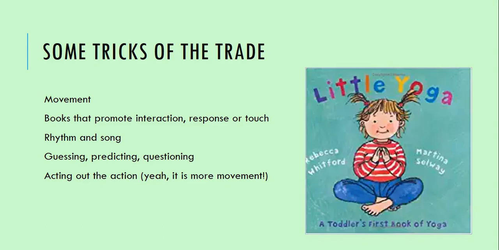You want to include movement. You want to find some books that promote interaction or response or touch, or have kids come up to the front and pull things or poke things. Rhythm and song are great, as Jordan demonstrated in Ride Along 3. You want books that have guessing, predicting, or questioning, or that allow you to do questioning. And acting out the action. Yes, I realize that's more movement. There's a lot of movement. Most of these things involve movement.